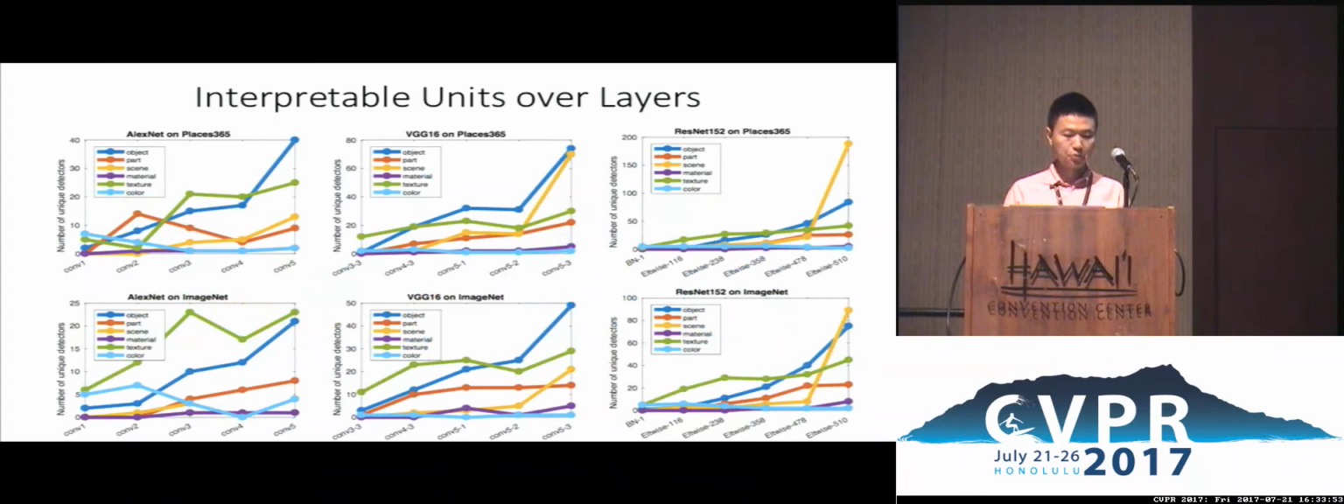We further apply this to the VGG and the residual network trained on Places and ImageNet. You can see there is a general trend: as you go deeper, there are more unique detectors for those high-level concepts. Here for the residual network, we just subsample some layers, so there are some intermediate layers across those sampled layers. There are much more detectors at the last layers of a residual network trained on Places.